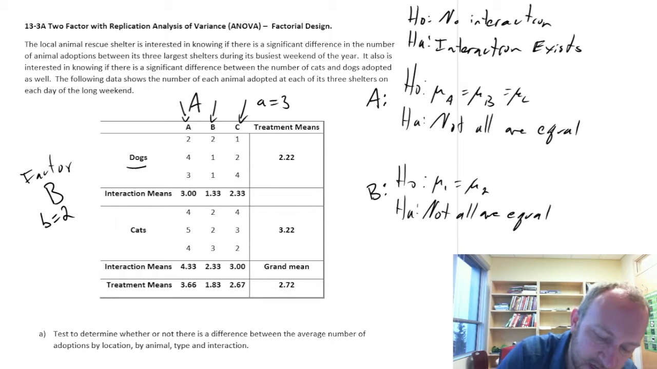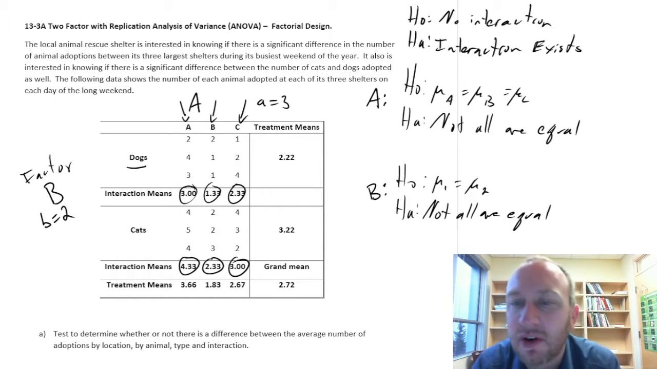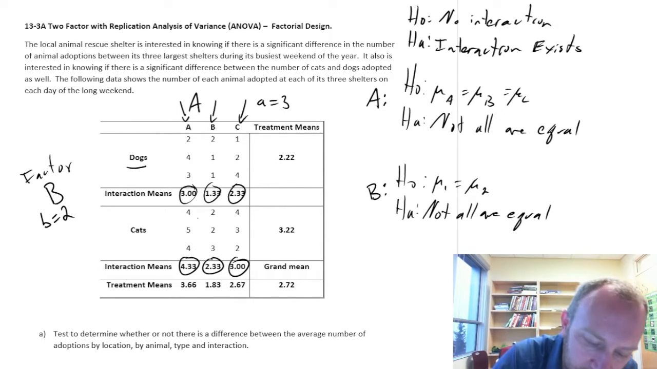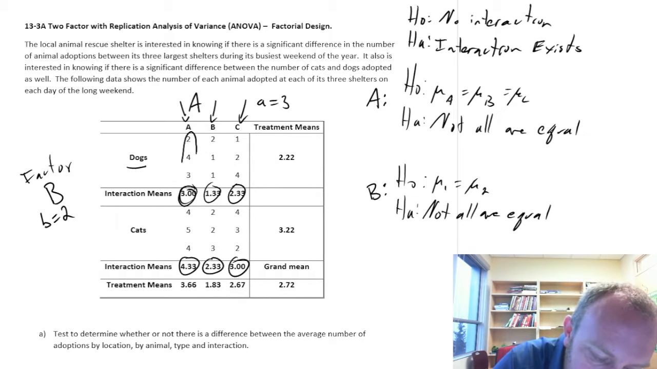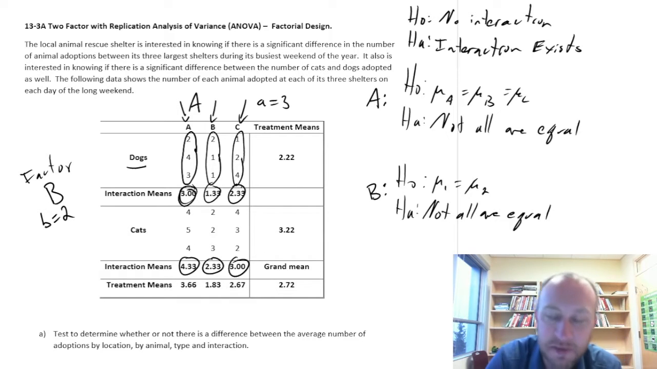These interaction means that I've got in here, these are the means that correspond to the average for the observations between two treatments. So let's say this one, this 3.0, this is the mean of these three observations. 1.3, that's just these three observations. 2.3, that's these three observations.